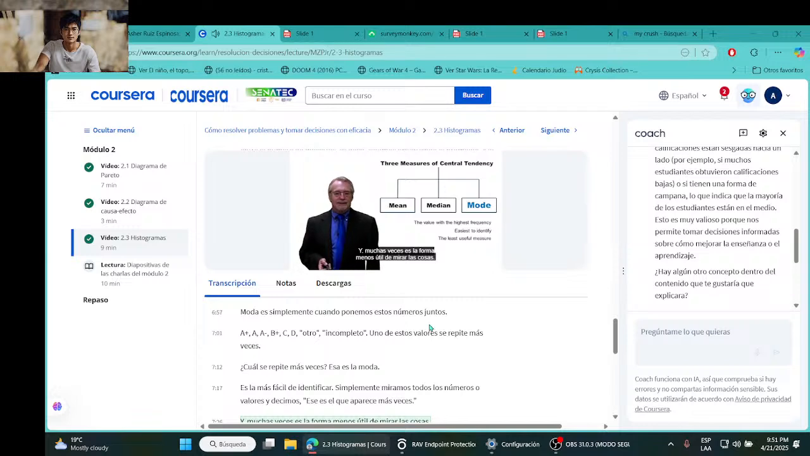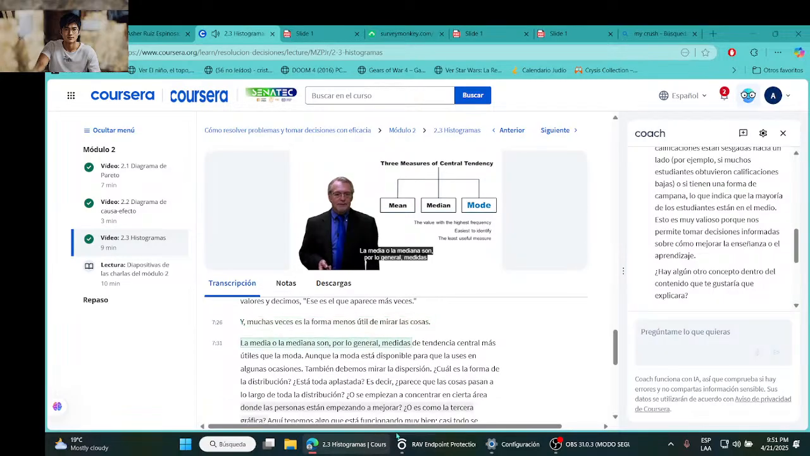And a lot of times, it's the least useful way to do things. The mean or the median are usually much more useful measures of central tendency than the mode. Although the mode is there for you sometimes when you may be able to use it.